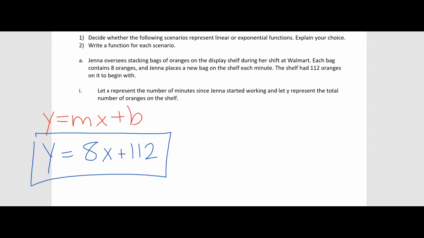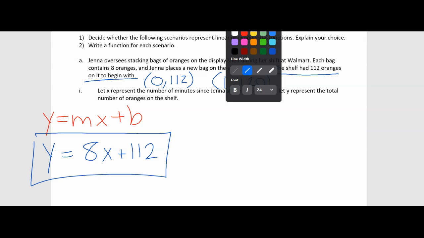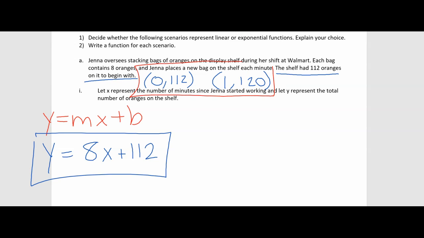If you didn't want to write this using slope-intercept form, you could write it using point-slope form. Now, they give you 1 point to begin with when they say it had 112 oranges on it to begin with. So that point would be (0, 112). If you wanted to figure out a new point, you could think about, okay, after 1 minute, so when x is equal to 1, there were 8 new oranges on the shelf, so there would be a total of 120 on the shelf. So you could come up with that new point and use those 2 points to find your slope and to write your equation in point-slope form, right?